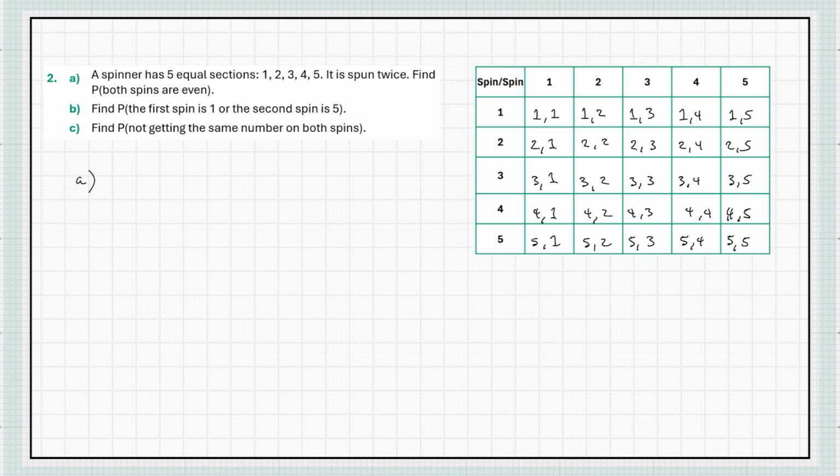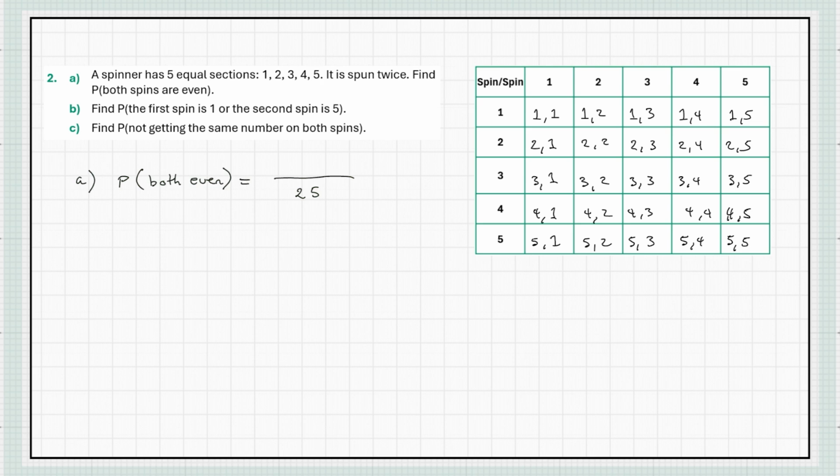Alright, so first we're going to find the probability that both spins are even. Both even. Right, so first up, what are the total number of outcomes? Well, we have 5 possible in one and 5 possible in the other. So we have 5 columns of 5, which means there are 25 possible outcomes if we add up every single one of these squares. Now, what ones here are both going to be even numbers?